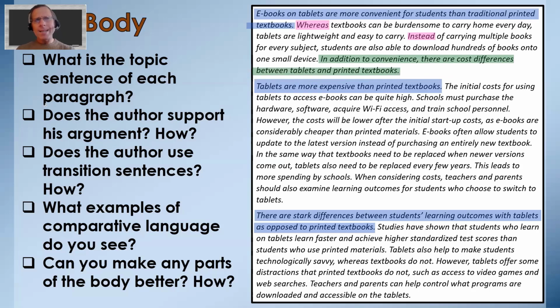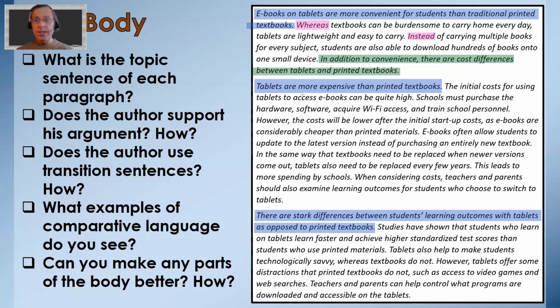I wonder what that last sentence is, because the author's not talking about similarities and differences in terms of convenience. What the author is using this sentence to do is to transition to the next point of comparison. So that last sentence there helps to link those two paragraphs. Let's go ahead and take a look at our next body paragraph.